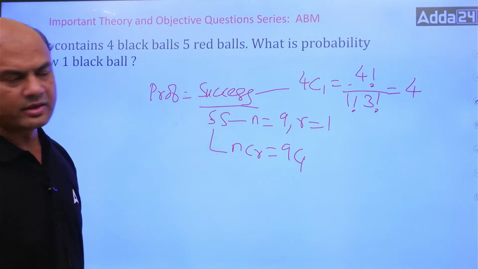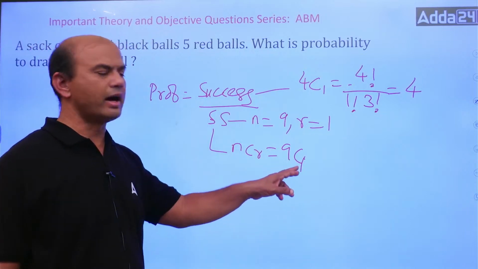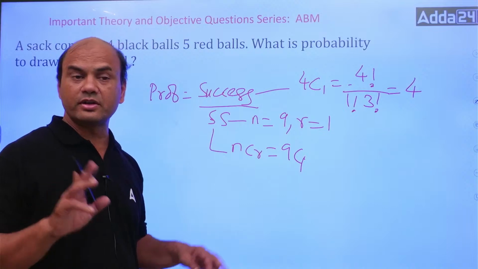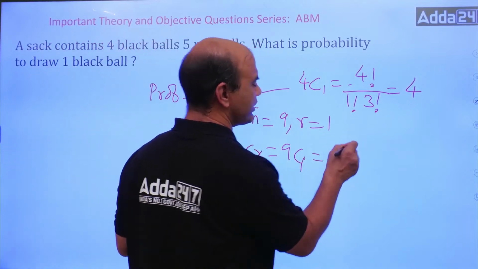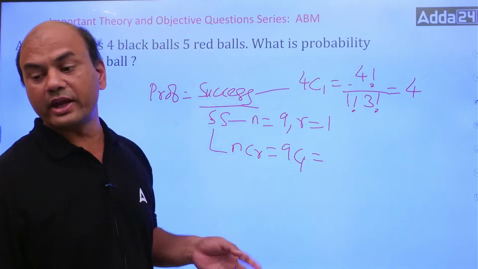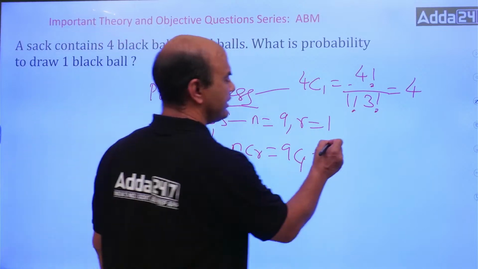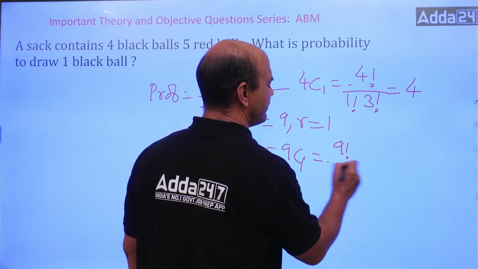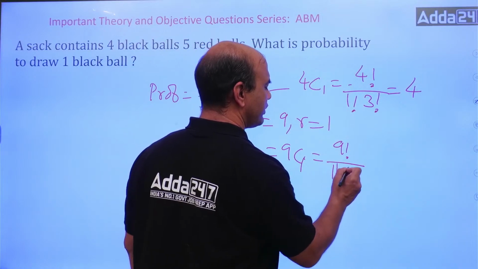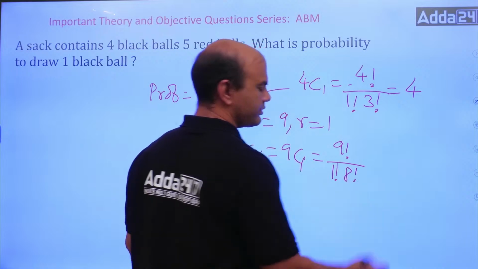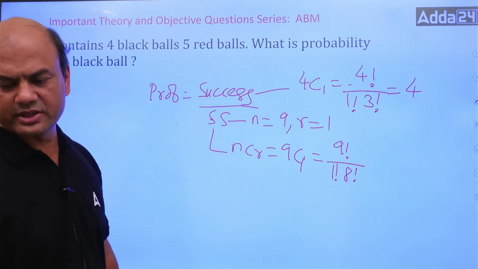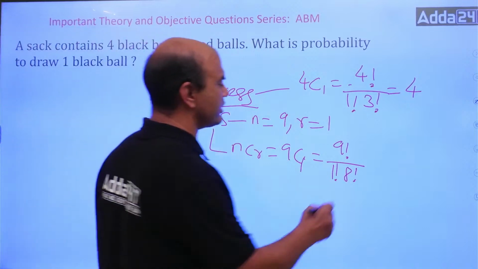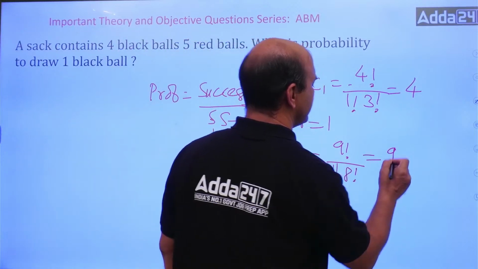What about the denominator? 9C1. So kindly remember, whenever you have R as 1, your answer is always the upper number, 9. So here also, it is 9 factorial upon 1 factorial into 8 factorial. Okay. So that 8 factorial will get cancelled. So it is simply 9. Answer is 9.